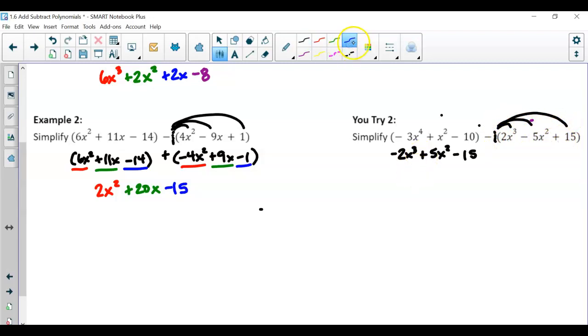So now we just combine like terms. However, can we combine anything with that x to the fourth? No, so bringing it down. Negative 3x to the fourth. Can we combine anything with the negative 2x cubed? No, so bring that down. Now we can combine x squared plus 5x squared, which is now 6x squared. Then last, negative 10 minus 15, negative 25. So notice you could go either way with solving. So I kept it here horizontal, or you could line up vertical. Just make sure to combine like terms.